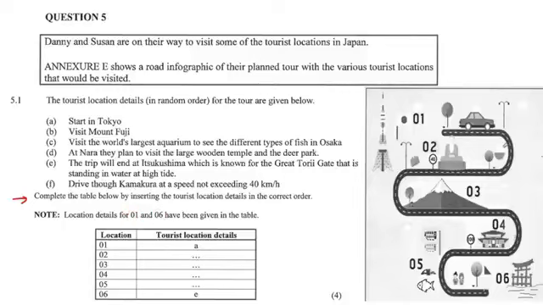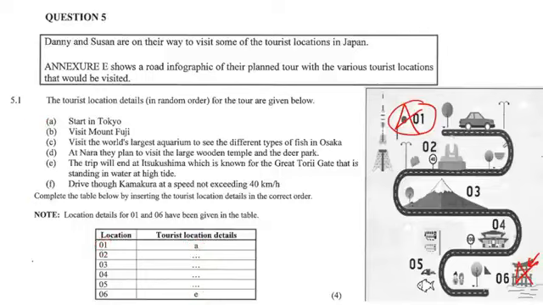So let's try to see what's actually going on here. For location 01, they said that that was A, which was start in Tokyo. So that one's done, right? Then for 06, which is down here, they already filled that in as E. So the trip will end at Itsukushima, which is known for the Great Torii Gate that is standing in water at high tide. So they've done that one for us. Thank you very much, but that's also now done. So we need to figure out the rest.